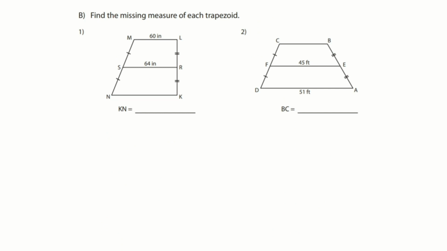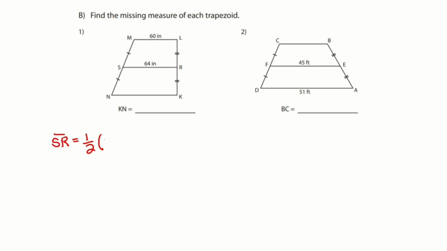Now, in this example, letter B, how about if the missing measure is one of its bases? How are we going to solve for it? In order for us to find the missing measure of each trapezoid, we will still apply the formula for finding the median of a trapezoid. So, what does it mean? If you still remember, the median of a trapezoid, in example number 1, that is segment SR, is equal to 1/2 the sum of its bases.